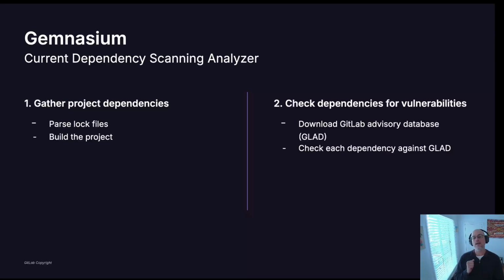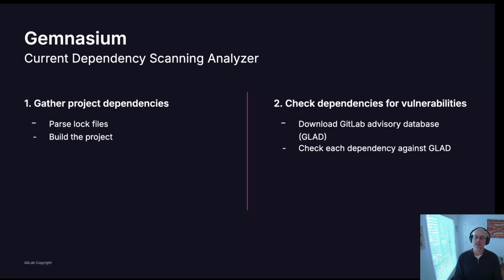Step 1, gather project dependencies. Gemnasium relies on 2 methods to accomplish this. First, it can use lock files. For example, in a Ruby project, this would be a file called Gemfile.lock. This file contains a list of dependencies used in the project along with their version. And this is pretty much what Gemnasium needs for the second step. So if a project has a lock file, the first step is complete.